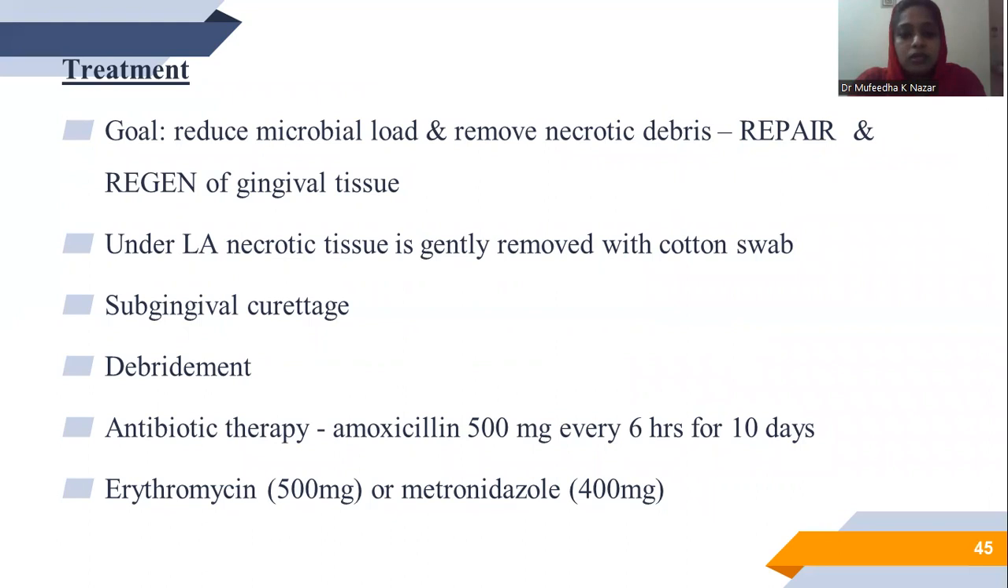The antibiotic that is given is amoxicillin 500 mg every 6 hours for 10 days. For patients who are allergic to amoxicillin, erythromycin 500 mg or metronidazole can be given.